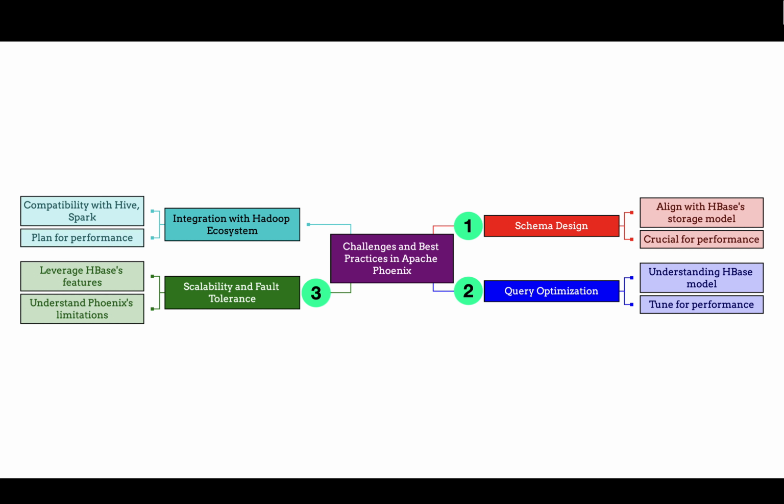3. Scalability and fault tolerance. Leveraging HBase's scalability and fault tolerance, while understanding Phoenix's limitations, is key for large-scale deployments. 4. Integration with Hadoop ecosystem. Phoenix integrates well with the Hadoop ecosystem, including tools like Hive and Spark, but requires careful planning to ensure compatibility and performance.